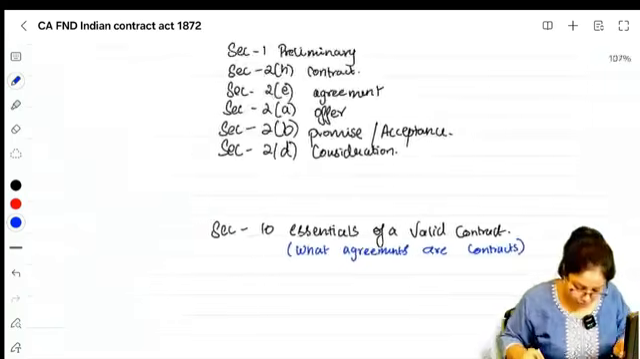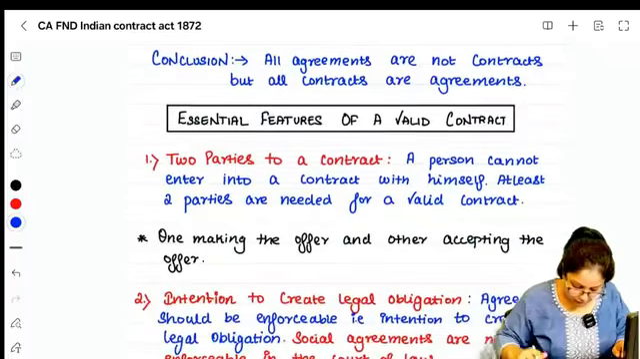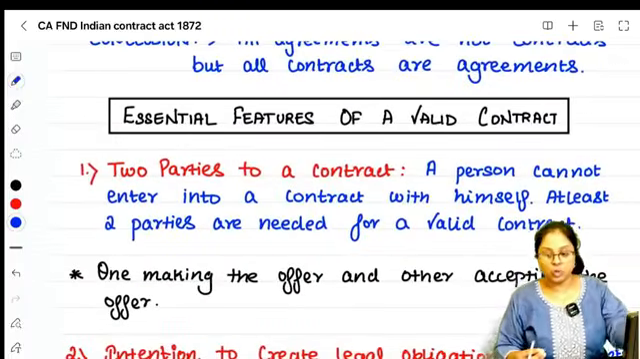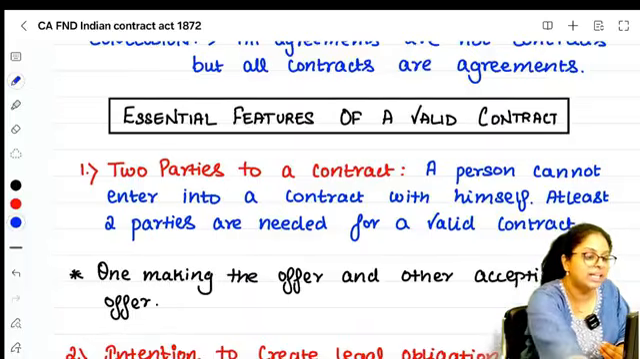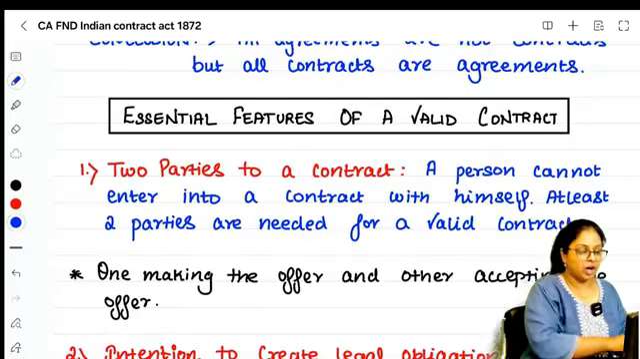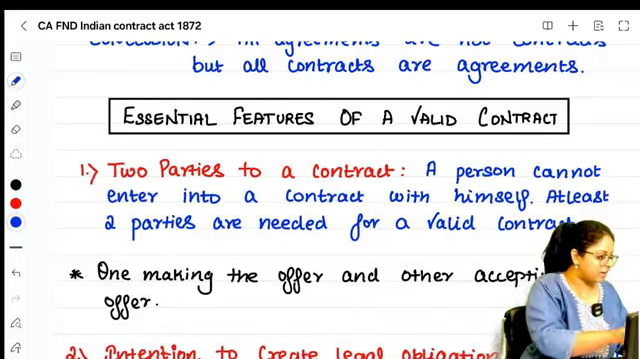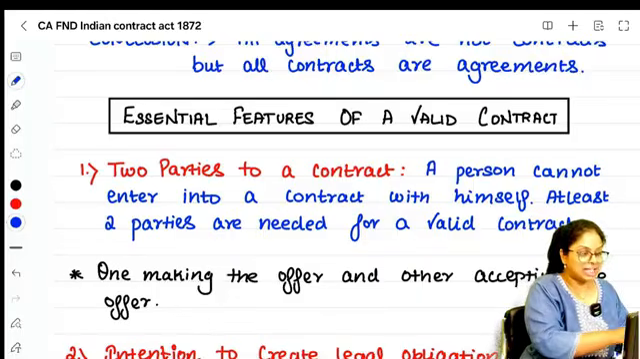What are all the conditions, we are going to see one by one. The first condition: there should be 2 parties. The first condition is what? There should be 2 parties in a contract. There must be 2 parties. With one person, can you contract with yourself? No, I cannot contract with myself. If I contract with myself, I will be known as a mad person.